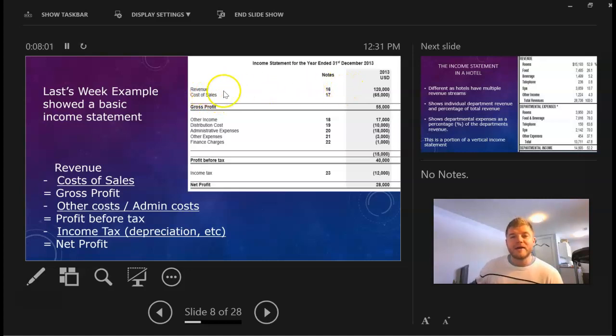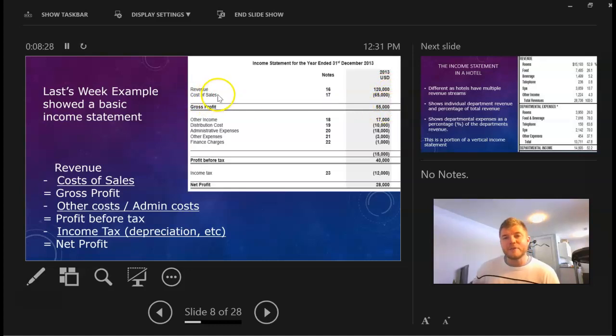So if I'm a hotel, then my cost of sales would be the front desk labor, the housekeeping labor, the cost of sheets, hydro, water, lights, and so on. All of these things that I'm attaching right to that revenue. So I made $120,000, but I spent $65,000 earning that $120,000. So I'm left with $55,000.